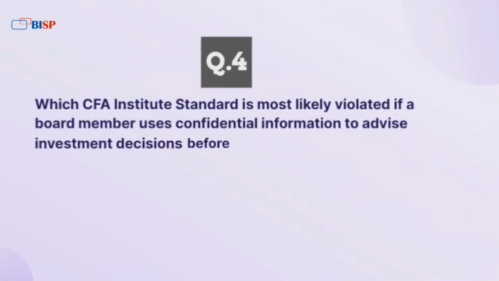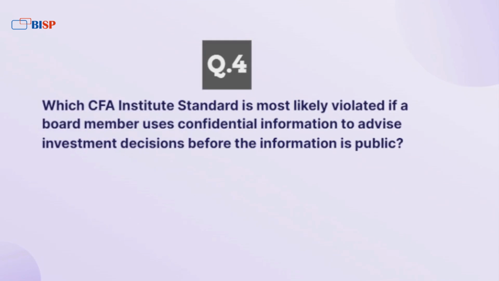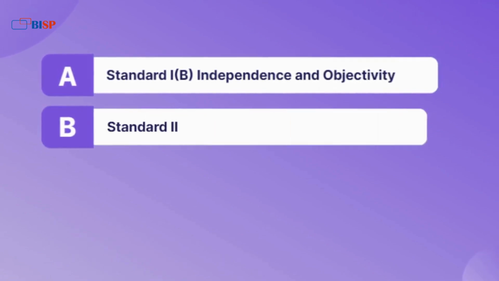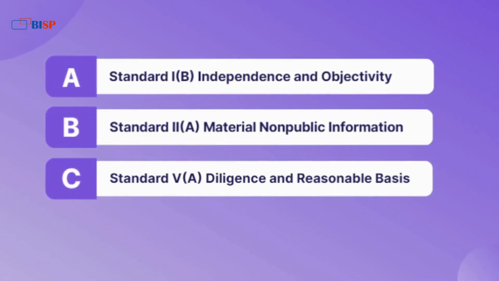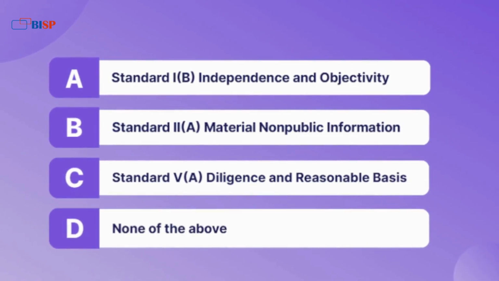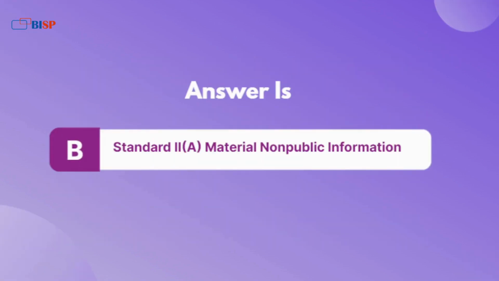Which CFA Institute standard is most likely violated if a board member uses confidential information to advise investment decisions before the information is public? A. Standard I. B. Independence and objectivity. B. Standard 2. A. Material non-public information. C. Standard V. A. Diligence and reasonable basis. D. None of the above. Answer is B. Standard 2. A. Material non-public information.